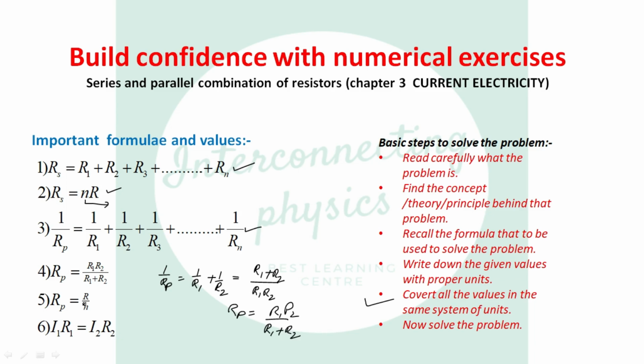And if n resistors are in parallel and each resistor has the same value of resistance, then we can write equivalent resistance equal to R divided by N, where N is the number of resistors which are in parallel.